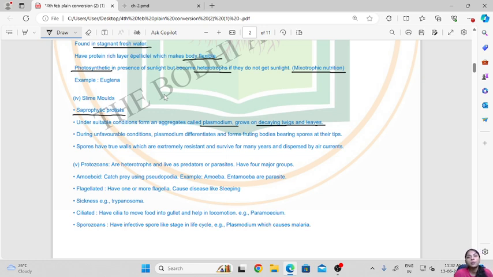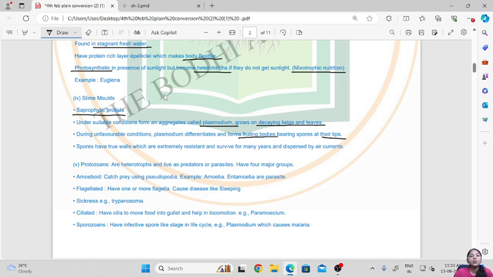Okay, since they are saprophytic in nature. Then during unfavorable conditions, this plasmodium differentiates and forms fruiting bodies bearing spores at their tips. Okay, so when the conditions are unfavorable, this plasmodium, the aggregate, will differentiate into fruiting bodies and it will bear the spores at their tips.